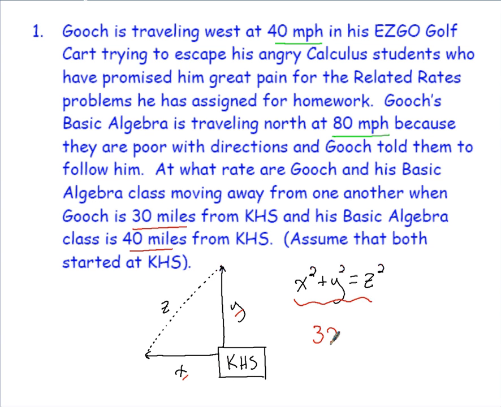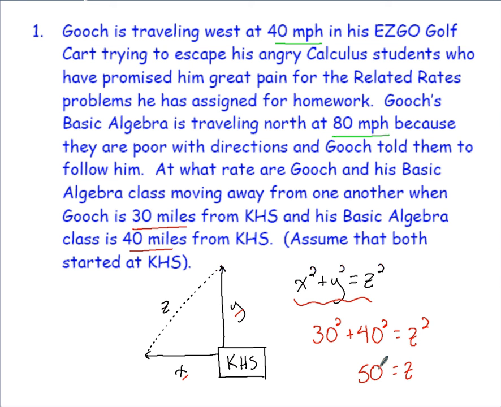Plug in, you've got 30 squared. Plug in, you've got 40 squared. That equals z squared, right? Go through, solve for z. Now, if you're on top of your game here with your Pythagorean triples, you already know what z is going to be. What's z going to be? 50.